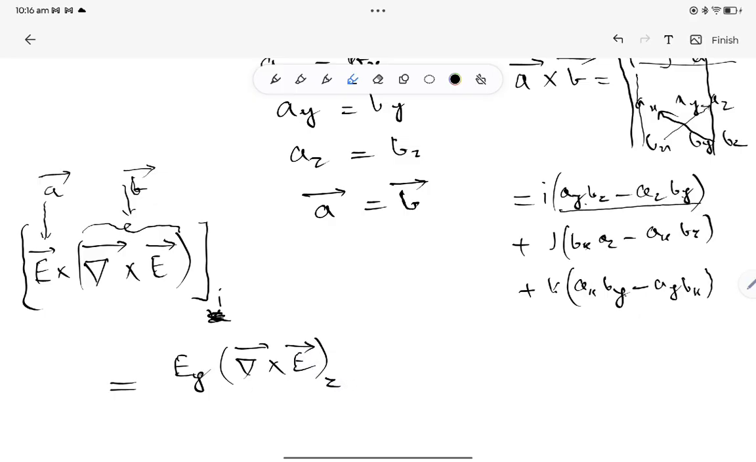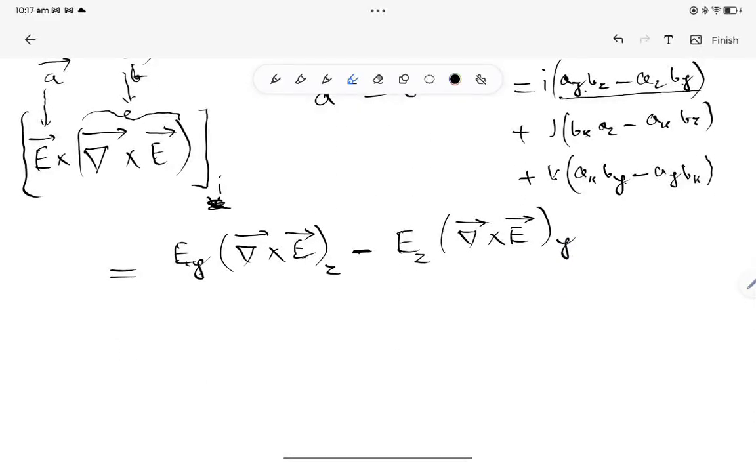and there is no cross or dot here because these are components and components are scalars. You can multiply scalars like numbers. That is one term, minus then another term, Az By. Now you have the z component, this is the z component, Bz, del cross E, y. I hope this is quite clear.